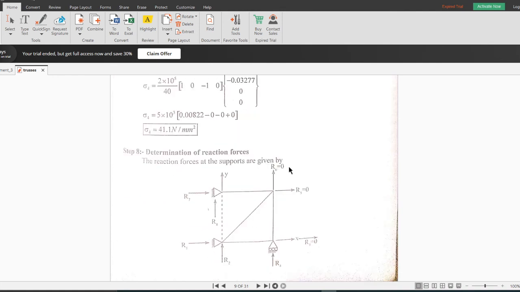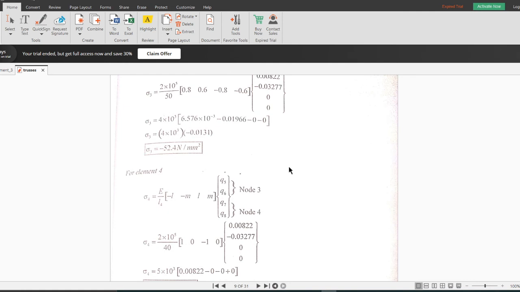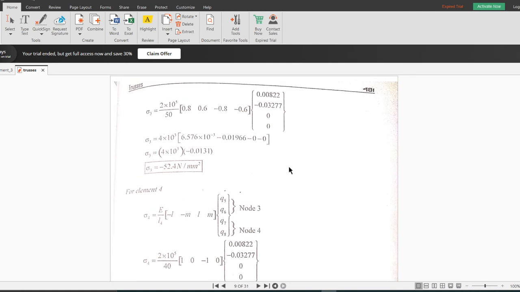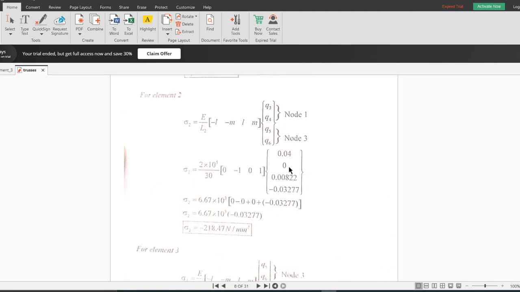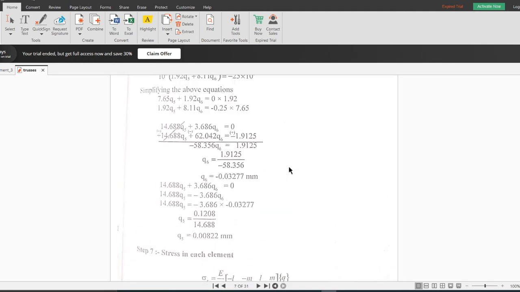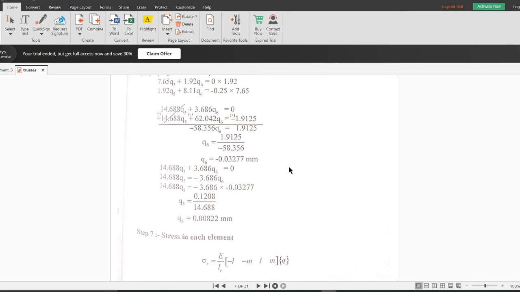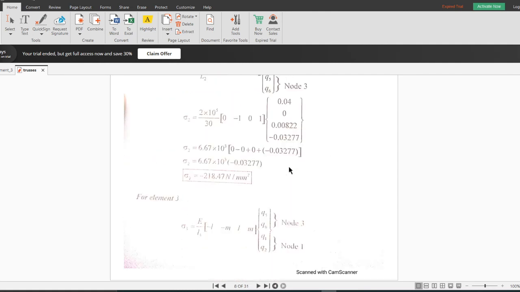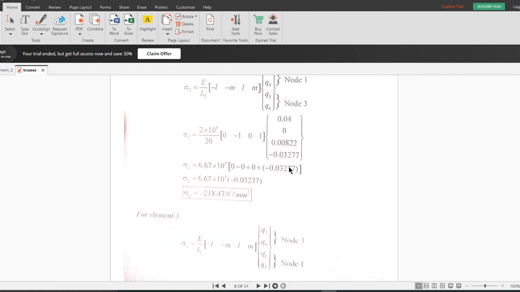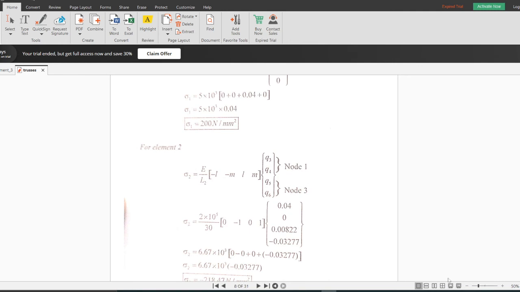What is the next step? Stress. All of you calculated Q3, Q5, Q6. Stress sigma 1, sigma 2, sigma 3, sigma 4. Here, you can take a screenshot now, all of you. I'll zoom it, one minute.